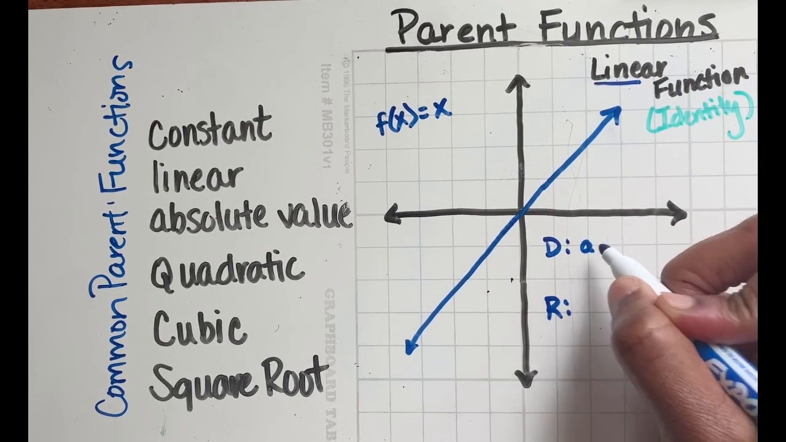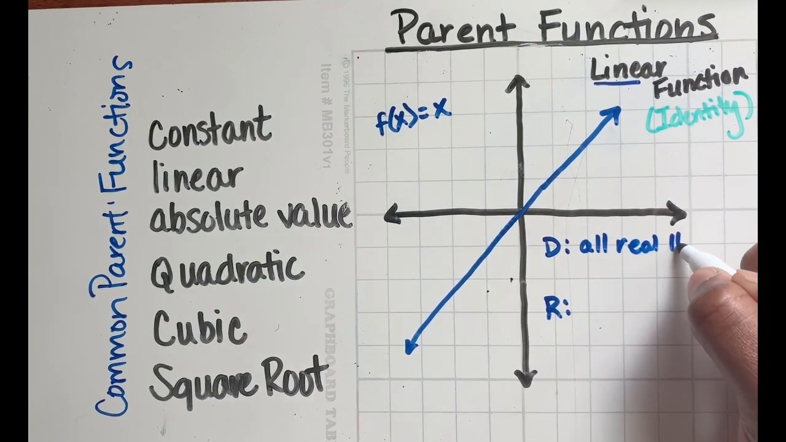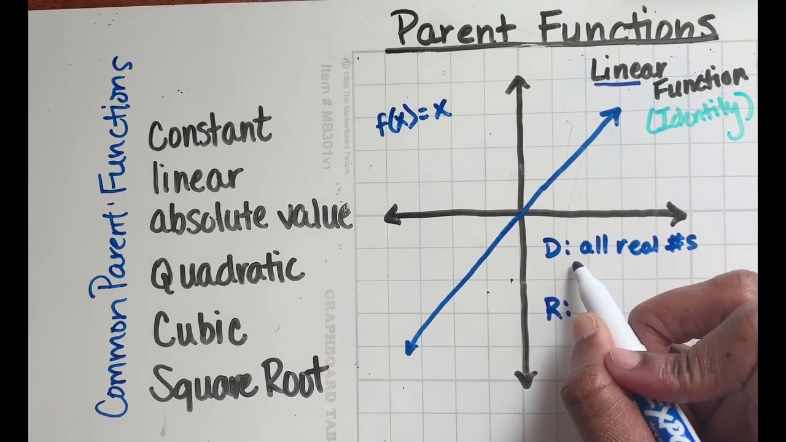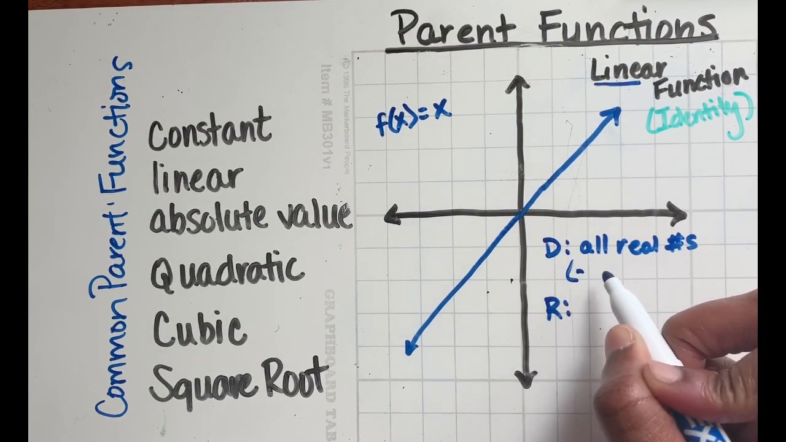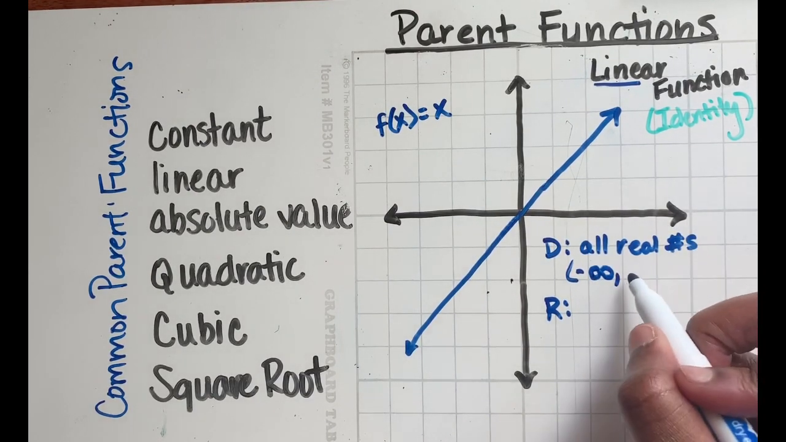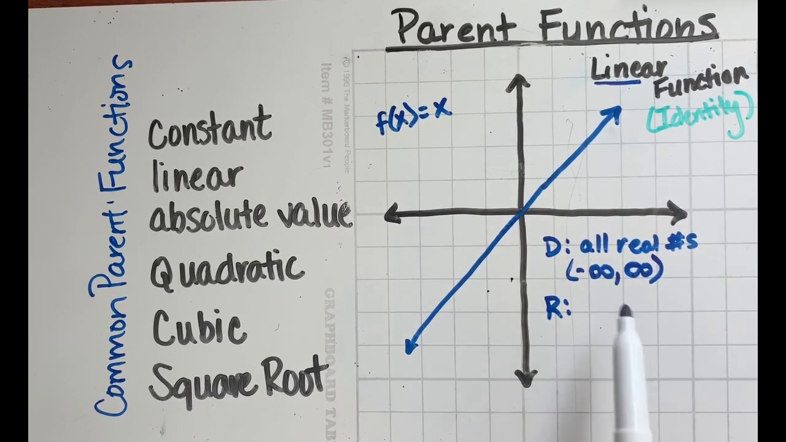Remember, when it goes on forever in both directions, we say that the domain is all real numbers, and I'm abbreviating that. Now, in interval notation, how do I represent that? It goes from far negative forever to far positive forever, so negative infinity all the way to positive infinity.